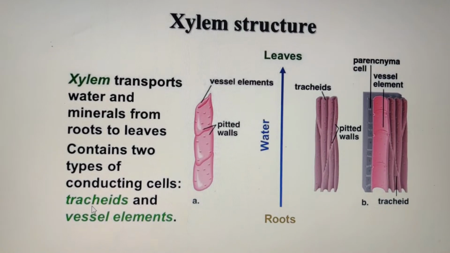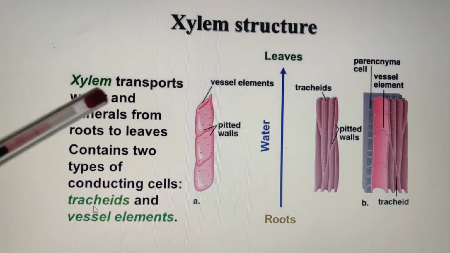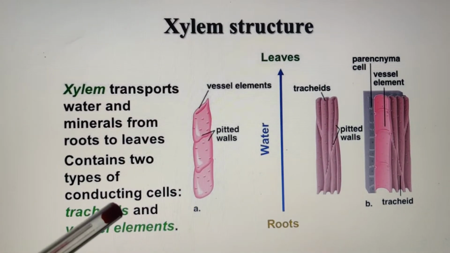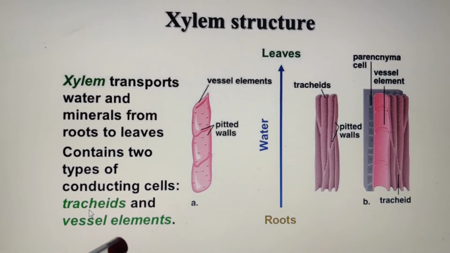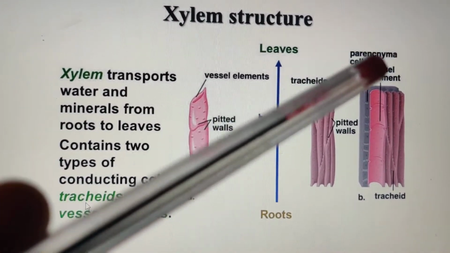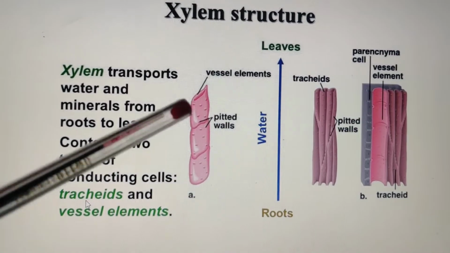This is the structure of xylem. It transports water and minerals from the root to the leaves. It contains two types of conducting cells, tracheids and vessels, and the parenchyma. Parenchyma structure we all know.